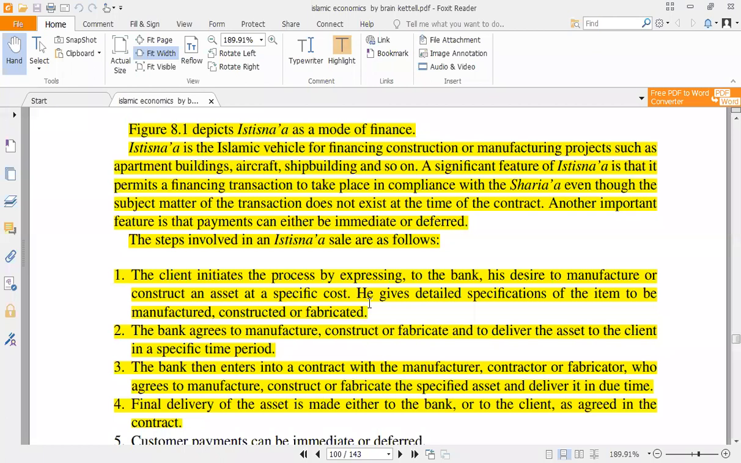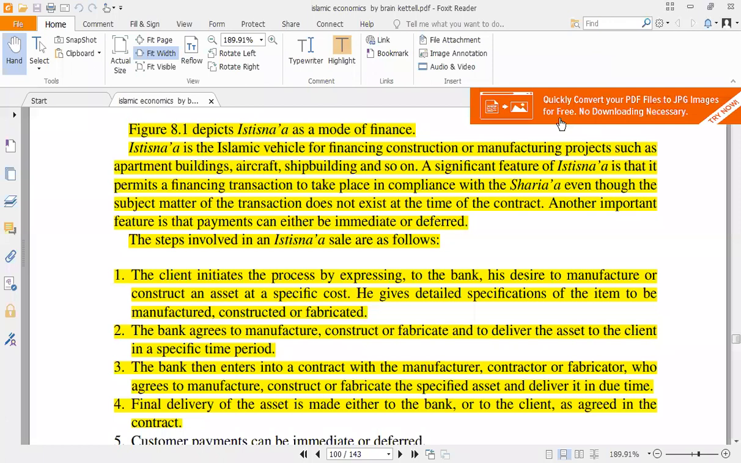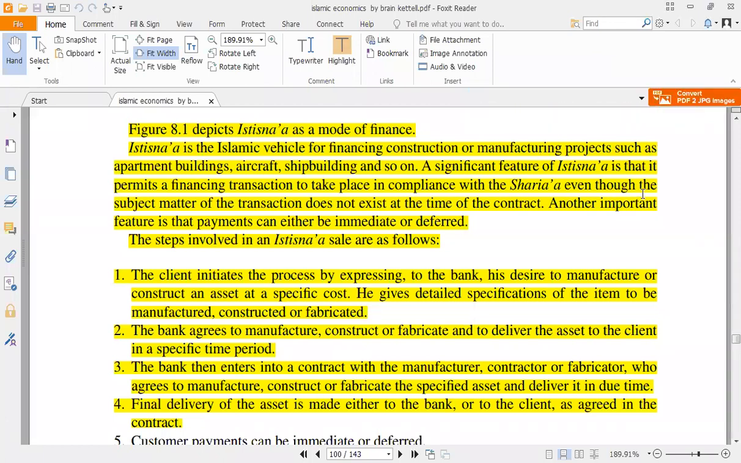Now, the fourth step is that the asset is delivered to the bank, or maybe delivered to the client, as they agreed in the contract.